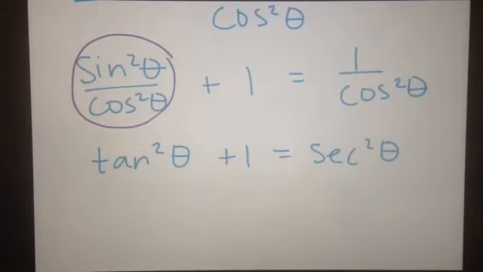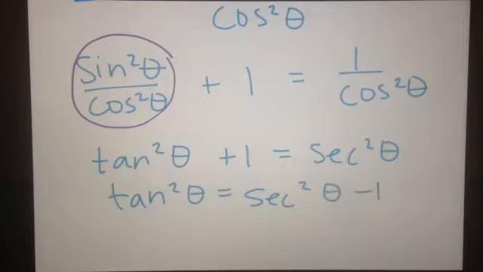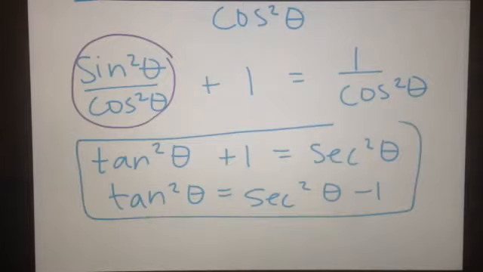Kind of in line with that, you might also see tangent squared theta equals secant squared theta minus 1. That might be something that would show up. So that's another Pythagorean identity right there.